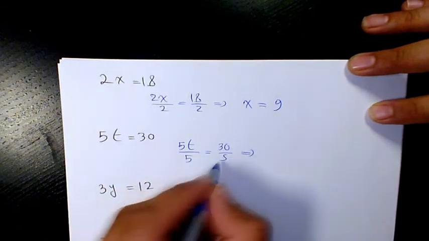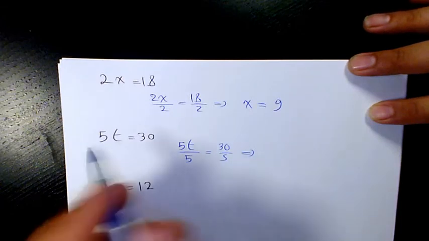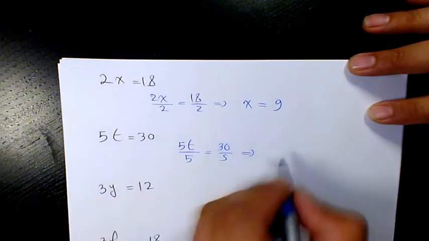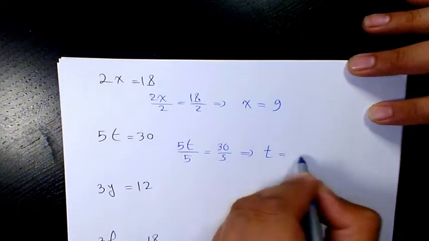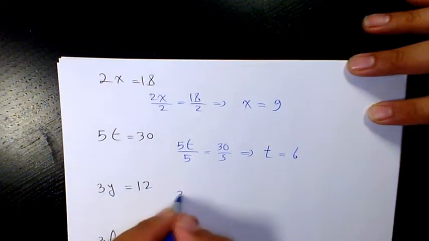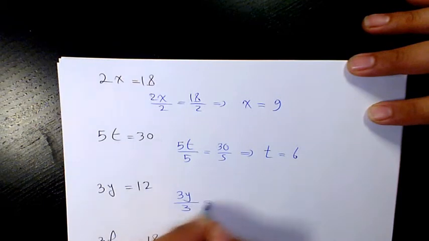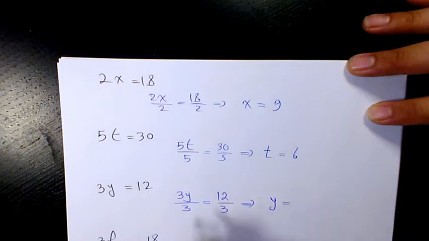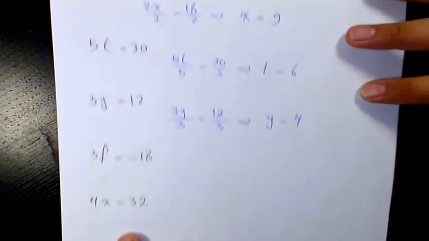Because if we don't do it for both sides, it means that you are changing the equation. 5t divided by 5 is going to be just t. 30 divided by 5 is going to be 6. So that's the final answer. 3y equals 12. 3y divided by 3 equals 12 divided by 3. 3y divided by 3 is going to be y. 12 divided by 3 is going to be 4. So the answer is y equals 4.